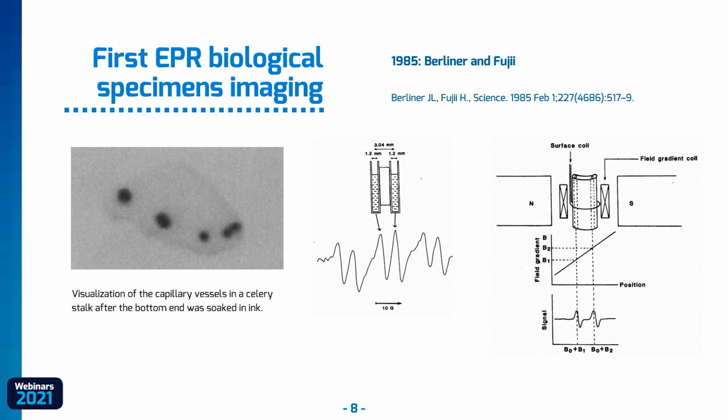The first EPR biological specimen imaging was accomplished at L-band frequency. L-band frequency, from this paper, was about 1.4 to 1.9 gigahertz, and it was done with a single-turn flat loop surface coil. One-dimensional imaging spectra were diagnostic of the capillary structure of the long-term stability. The peak-to-peak splitting was about 5.9 Gauss, which corresponds to a 3 millimeter separation, center to center, between the two capillaries.